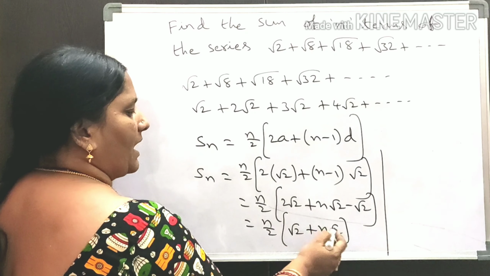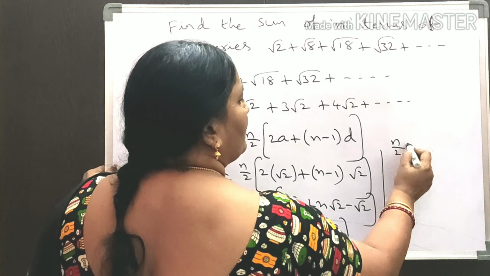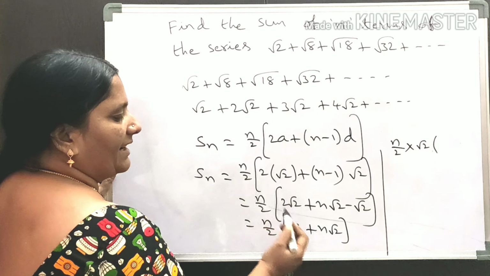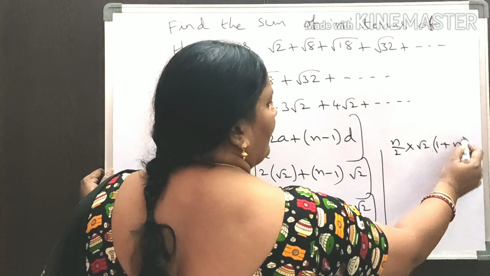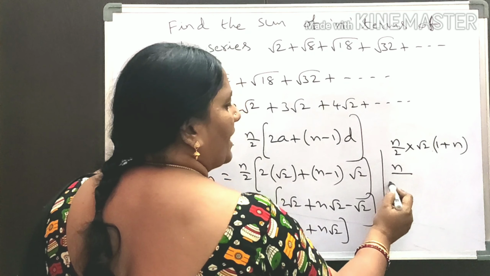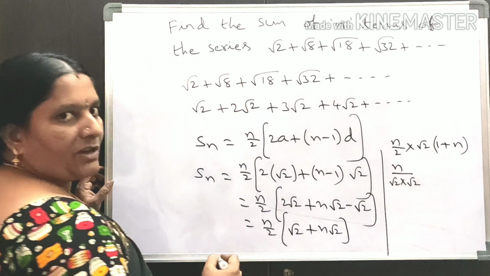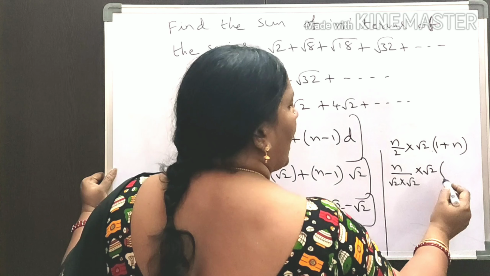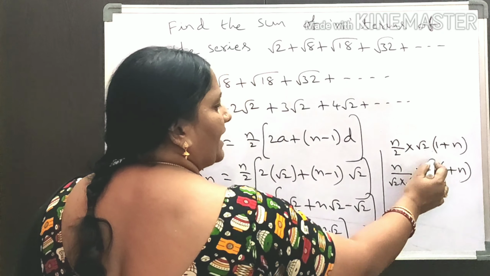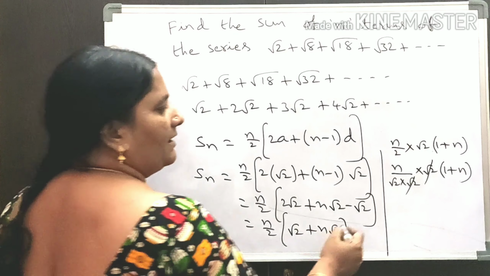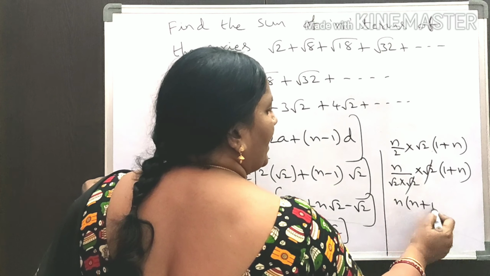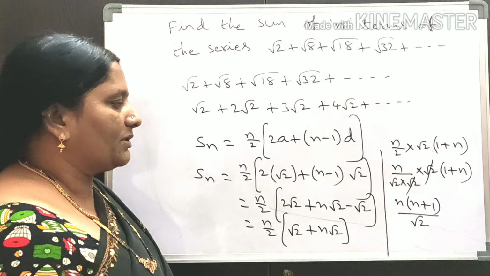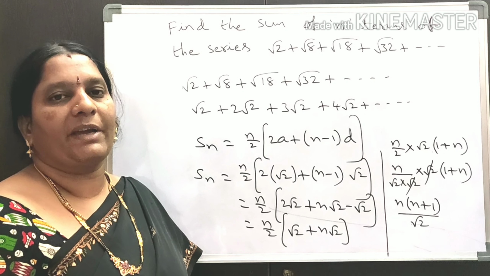Let us take root 2 common: n by 2 into root 2 times (1 plus n). Then n by 2 can be written as n by root 2 into root 2; root 2 into root 2 is root 2 whole square, which is equal to 2. So we get n into root 2 of (1 plus n) over 2 root 2... then we can cancel root 2 in the numerator and denominator. Finally, it is n into (n plus 1) by root 2. So the sum of n terms of the given arithmetic progression is equal to n into (n plus 1) by root 2.